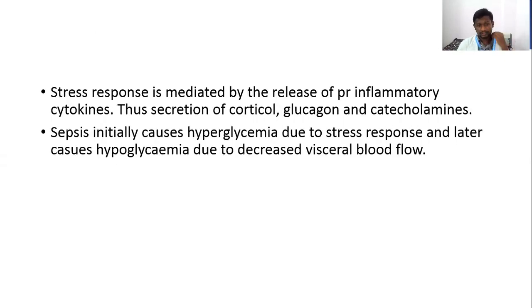Now the stress response is mediated by the release of pro-inflammatory cytokines. This is what you're supposed to know. These cytokines actually help in the production of energy through mediating the catecholamine surge. The secretion of cortisol, glucagon, and catecholamines occurs, which cytokines stimulate the production of. Sepsis initially causes hyperglycemia due to the stress response. Later, it causes hypoglycemia due to decreased visceral blood flow.